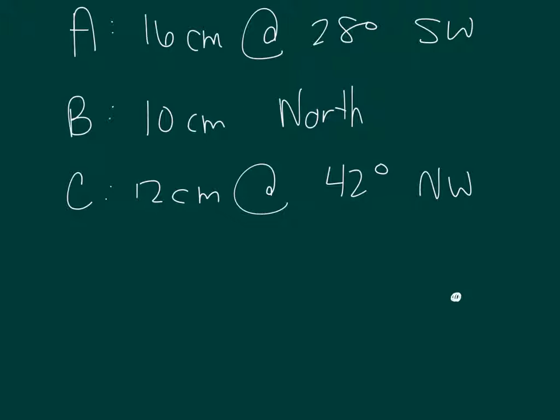Here's the first one. We could put a little horizontal. Make sure you always have a horizontal in. Here's the first one right here. We want 28 degrees southwest. Here's the 28 degree angle. And the length of that vector is 16 centimeters. I'll zoom in on that in a moment.